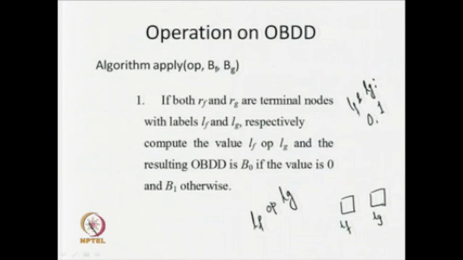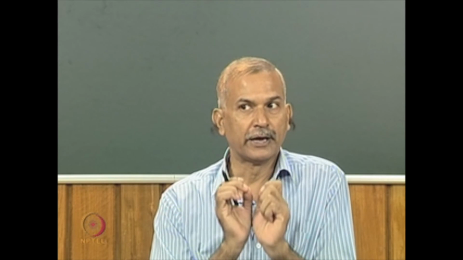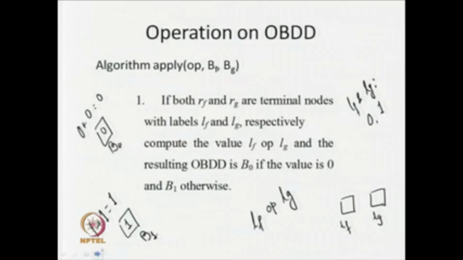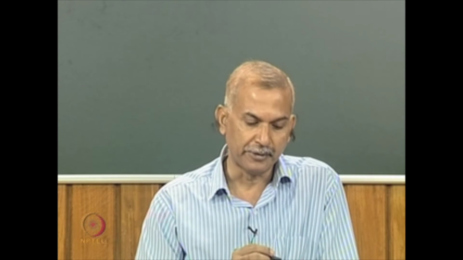That means, I can say that 1 plus 1 is equal to 1. So, in that particular case I am going to get the BDD 1, which is your B1. Similarly, if it is your 0 plus 0, then it is equal to 0, then I am going to get the resultant value as 0, which is the BDD B0. So, when both the nodes are terminal nodes, then we are having the valuation of this particular function. So, we can apply the operation on this terminal node, and the resultant BDDs will be either B0 or B1. So, this is the first case we are going to consider if both are terminal nodes.